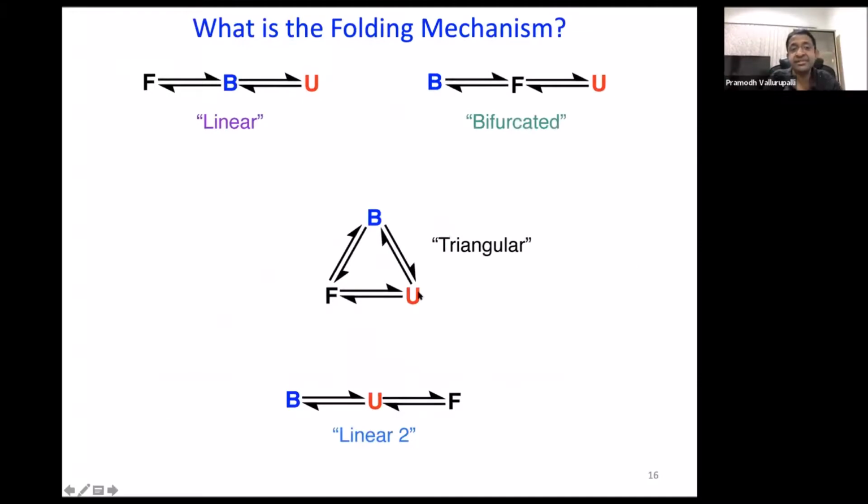So then we asked, what is the folding mechanism? Is it this linear mechanism where the unfolded state has to go via B into the folded state, or is B just an alternate conformation which has nothing to do with unfolding, or do all 3 states convert with each other, or is B a misfolded state?